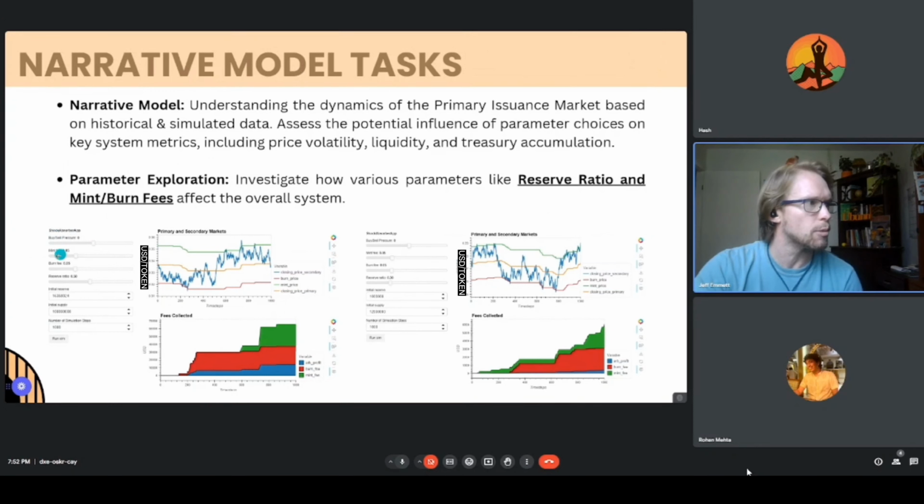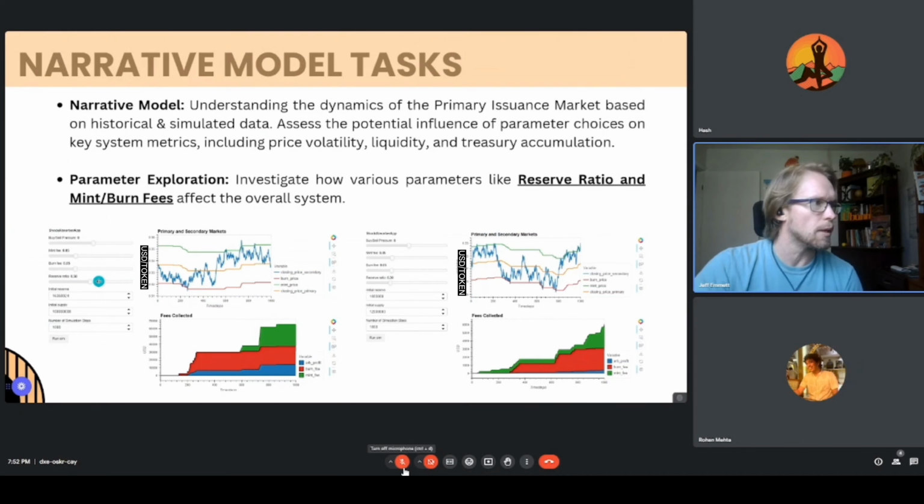So you can see we have different parameters that we set here. Buy and sell pressure, we can simulate a bear market or a bull market with this slider. The mint fee and burn fee we can change here. You can see the separation between the primary market price, which is the yellow line in the middle, the mint price on the top, and the burn price on the bottom. When those change, of course, the gap widens or shrinks. The reserve ratio can also be set.